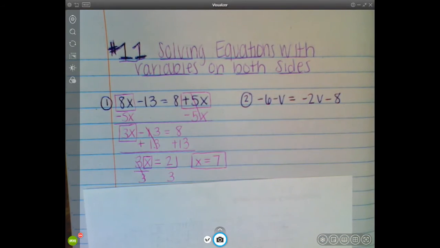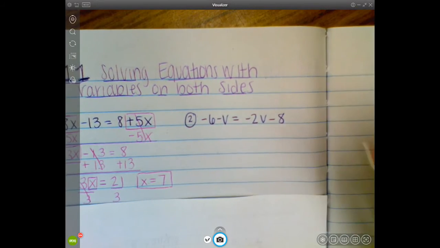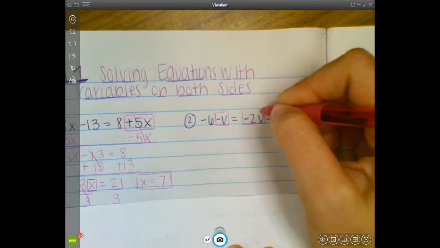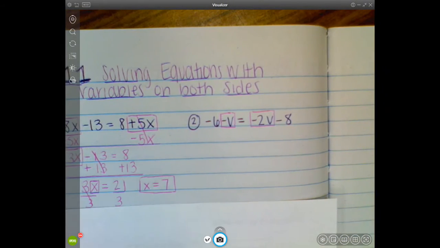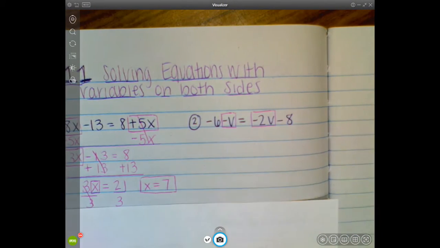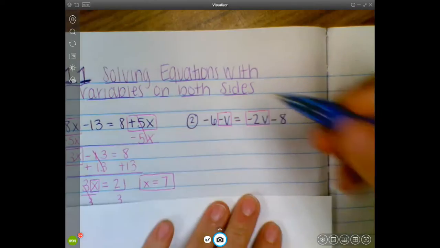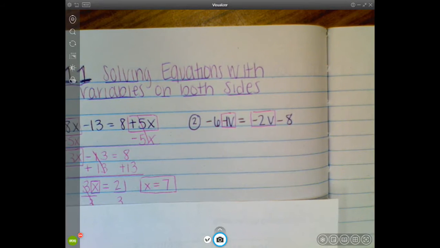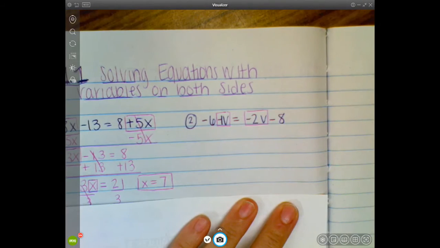Okay, so now we're going to look at number 2. Number 2 looks really similar, so I'm going to start by boxing my variables. The weird part about this one is this v doesn't have any number in front of it. When there's no number, it's a 1, so I would encourage you to add it so you don't make any mistakes. Now if I want to solve for v, I have to get these variables on the same side.